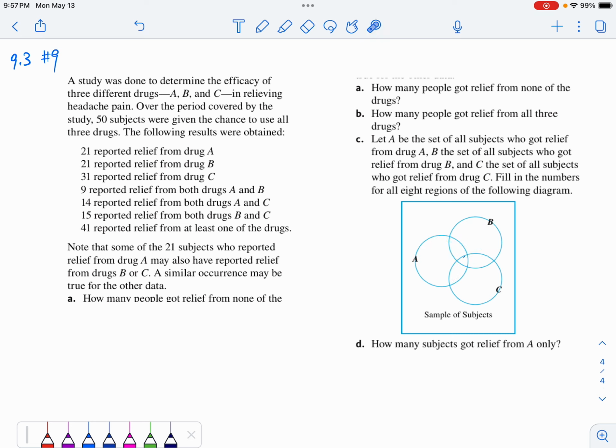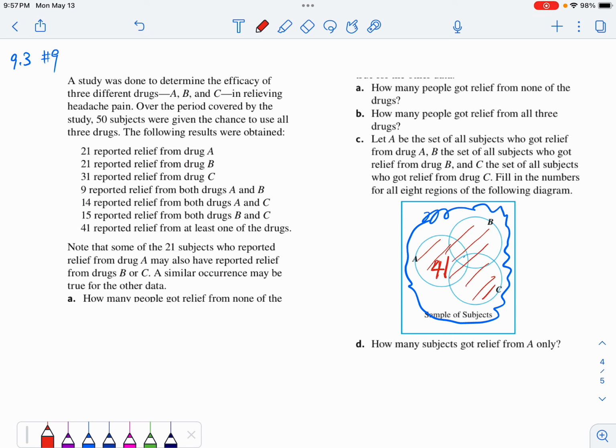And now part A says, how many people got relief from none of the drugs? None of the drugs means it's outside of the circles, right? Not inside any one of those. Inside any one of those means those people reported relief from some of those drugs. So now let's take a look at 41 reported relief from at least one of the drugs. That means inside these 3 circles, that's exactly 41.